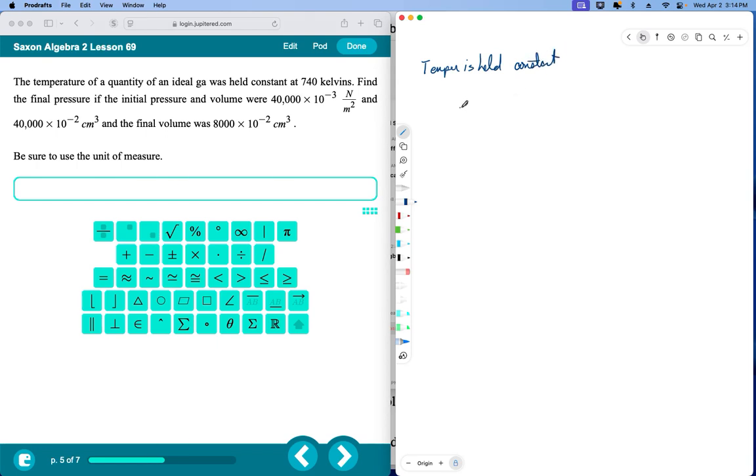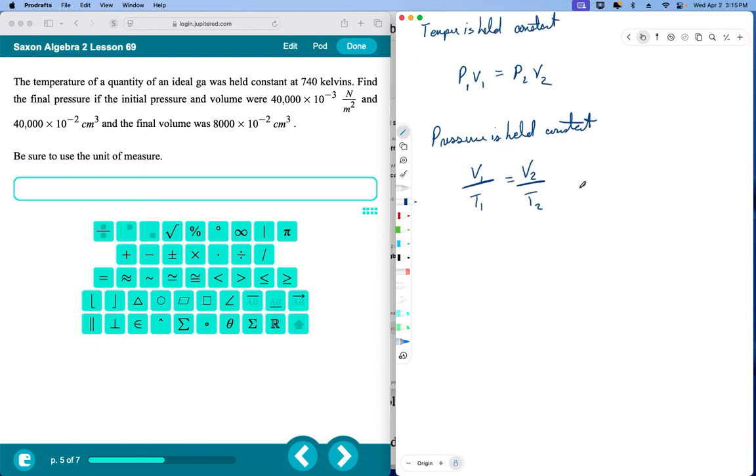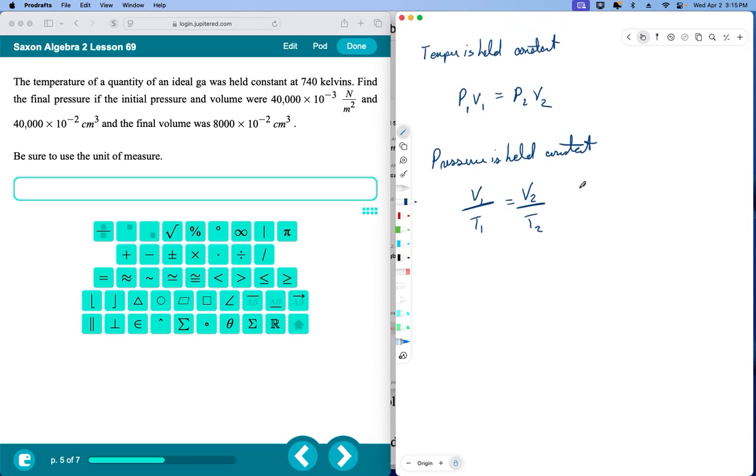your formula is going to look like this: P1V1 equals P2V2. We don't do temperature. If the pressure is held constant, then you would say V1 over T1 equals V2 over T2. You see what I'm doing? Whichever one is held constant, that's the one that is dropped from the formula.